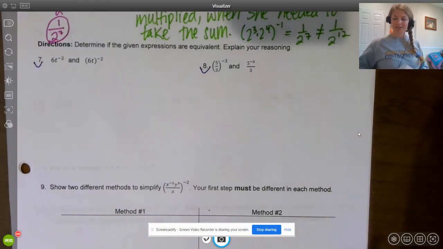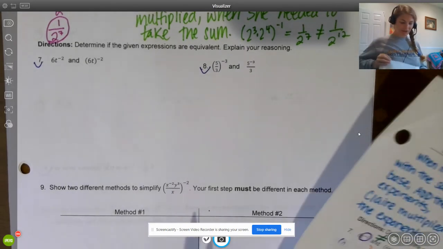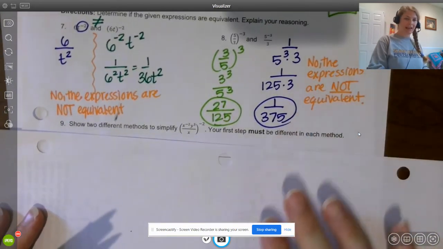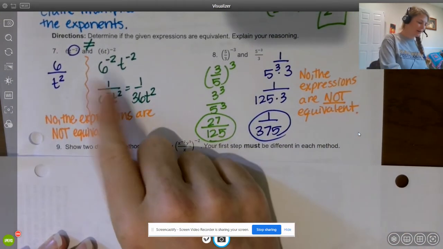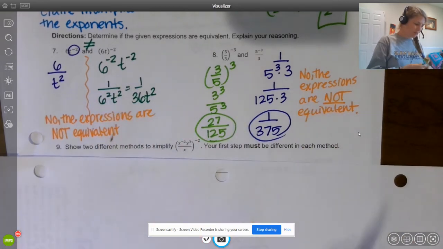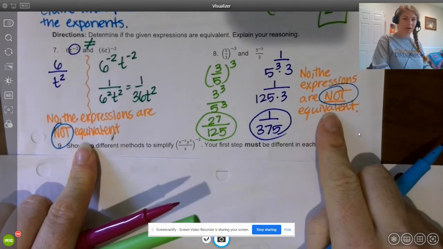Okay, many mathematicians, let's see how we did. Which ones are equal, which ones are not equal? Well, taking a look at 7 and 8, 7 is not equal, and 8 is also not equal. So these are both not equivalent. Hopefully you answered the question.